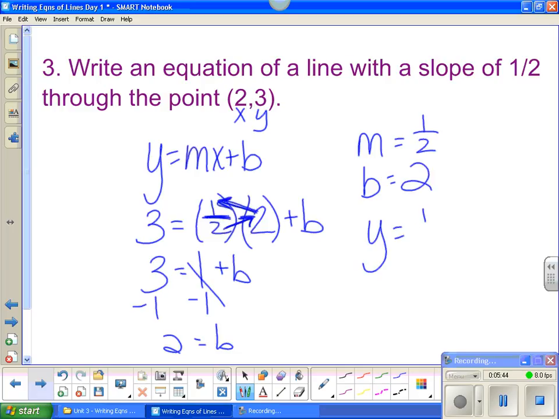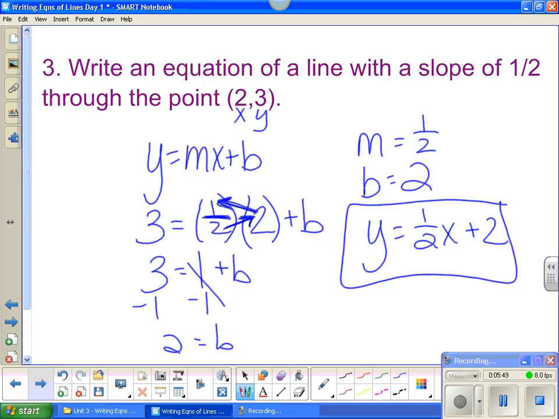So the equation of my line is y equals 1/2 x plus 2. Remember to put your x with your slope. Don't just write y equals 1/2 plus 2.